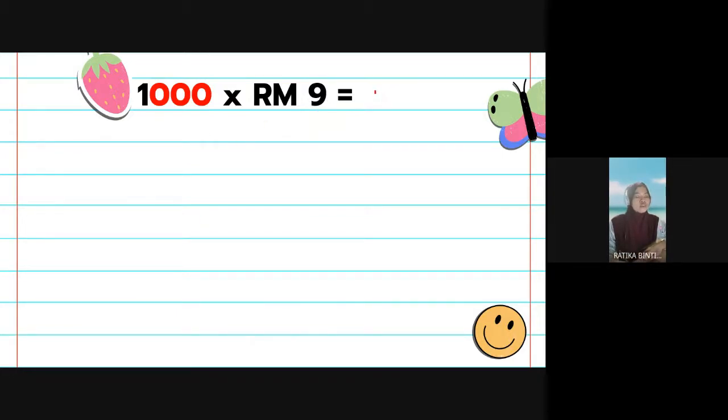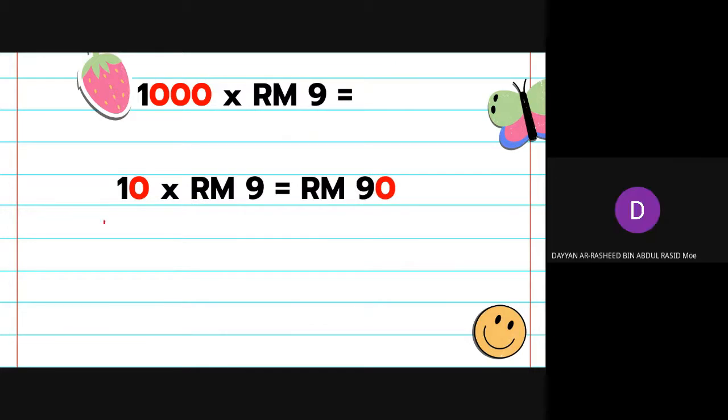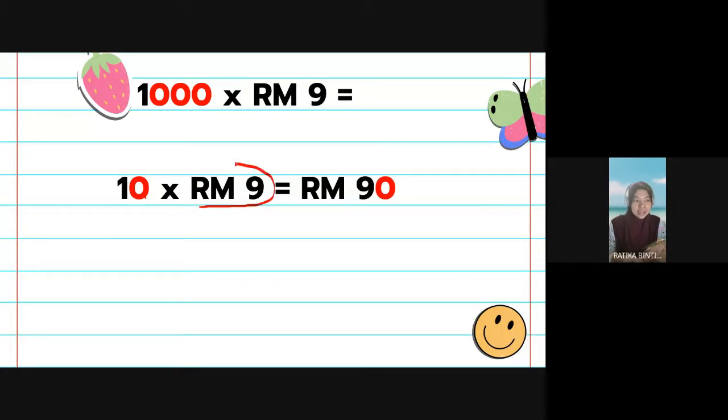Do you still remember how to do this? Yes. 10 times 9 ringgit is equal to 90 ringgit. You write down. Okay, kita buat peringkat-peringkat. So 10 darab 9 ringgit is equal to 90 ringgit. Okay, so yang ni awak salin balik. You just copy this one, and also you add the bilangan zero yang dekat lucky number tu. 10 ada 1 zero, so you add 1 zero dekat belakang dia.